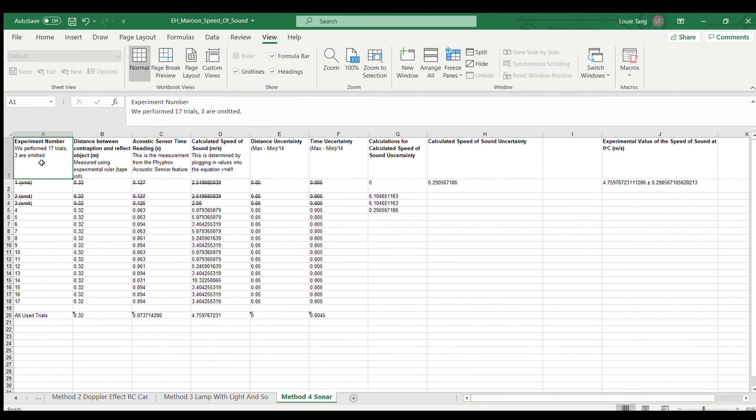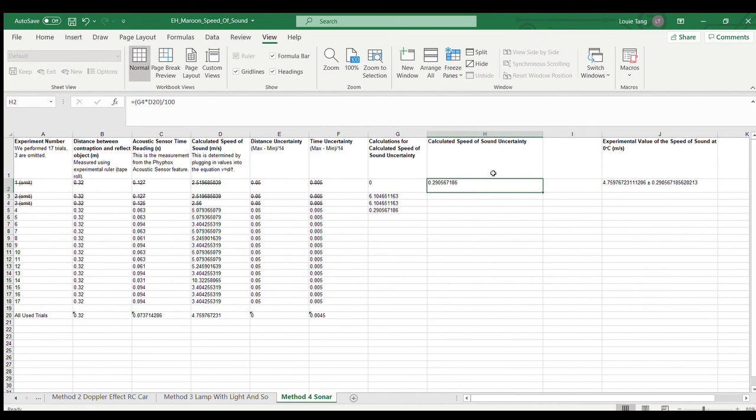This is the Excel sheet where all our data is input into. As shown, we performed 17 trials, 3 of which were omitted due to placement reasons. Using the distance and the time, we can calculate the speed of sound using the equation V equals D over T, which gives us the preliminary speed of sound that is around 4.76 meters per second. To calculate uncertainty, we took the maximum value and the minimum value, divided it by the number of trials we did, and from there calculated the value, which comes out to be around 0.29 meters per second.